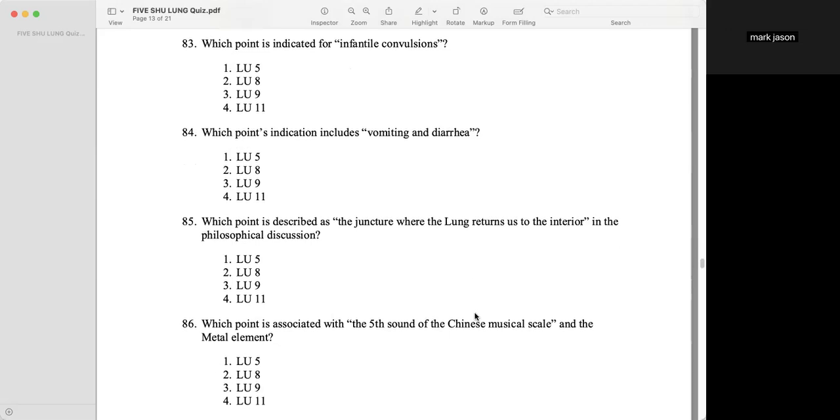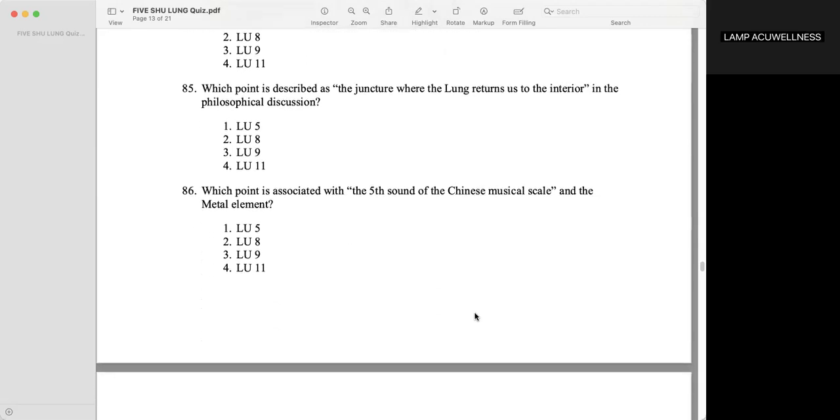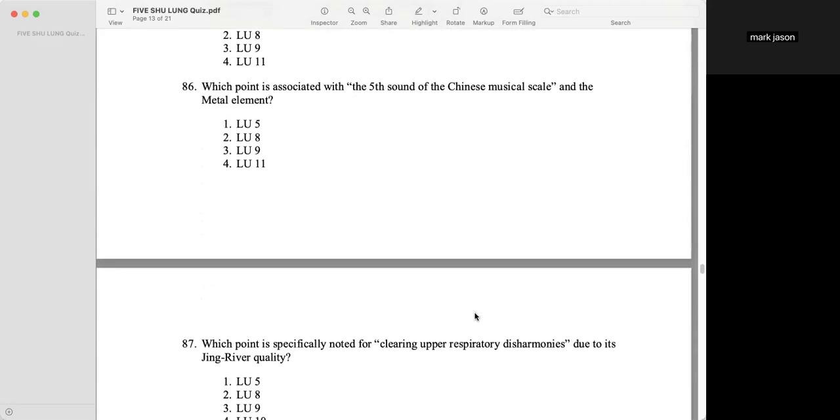Lung 5. Which point's indication includes vomiting and diarrhea? Lung 5. Which point is described as the juncture where the lung returns us to the interior in the philosophical discussion? Lung 11. Which point is associated with the fifth sound of the Chinese musical scale and the metal element?